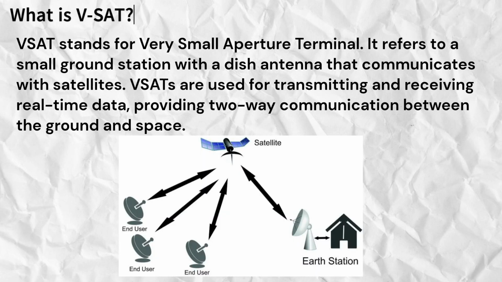What is VSAT? VSAT stands for Very Small Aperture Terminal. It refers to a small ground station with a dish antenna that communicates with satellites. VSATs are used for transmitting and receiving real-time data, providing two-way communication between the ground and space.